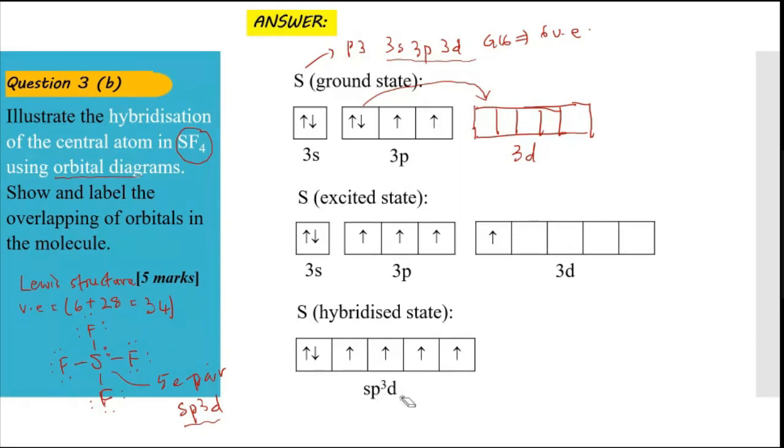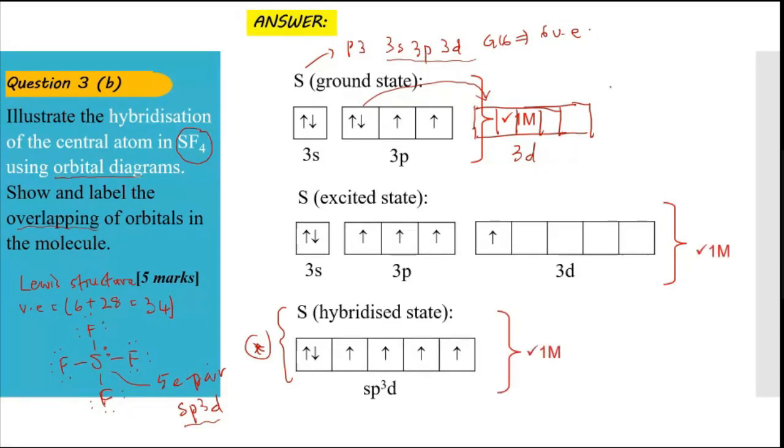Then you label sp3d, and the arrangement of electrons just follows the excited state. And this is very important to proceed with the next part. The next step you're supposed to draw is orbital overlapping. Okay, marks first: 1 mark, 1 mark, 1 mark.